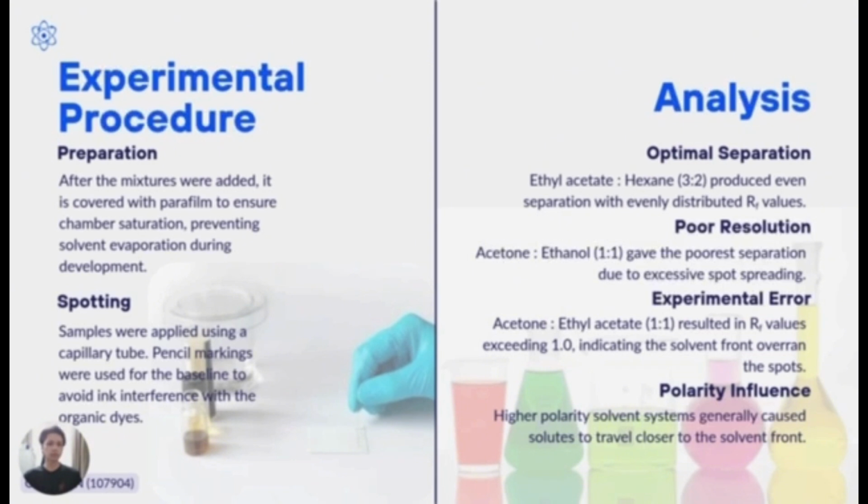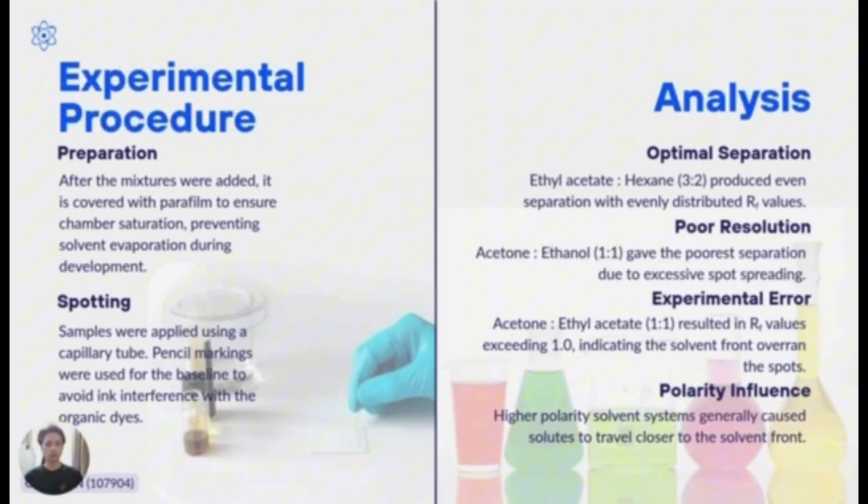So in the experiment, to avoid further errors, there are important procedures that must be adhered to. The first one is during the preparation: after the mixtures were added, the beaker must be covered with parafilm to ensure chamber saturation, preventing solvent from evaporating into the air during development. Next one is spotting. Samples must be applied using a capillary tube, and it should not be pushed too hard to a point that it scrapes the silica gel.